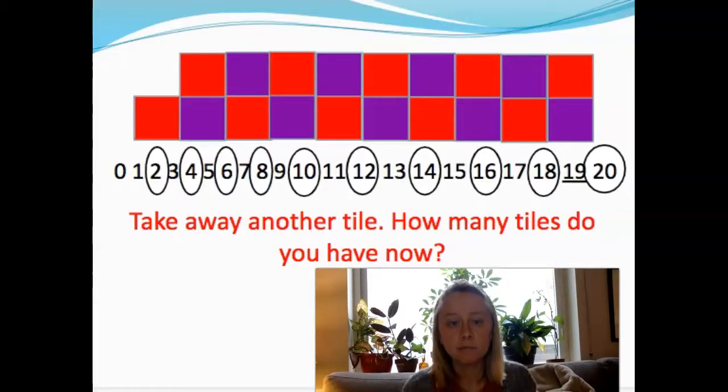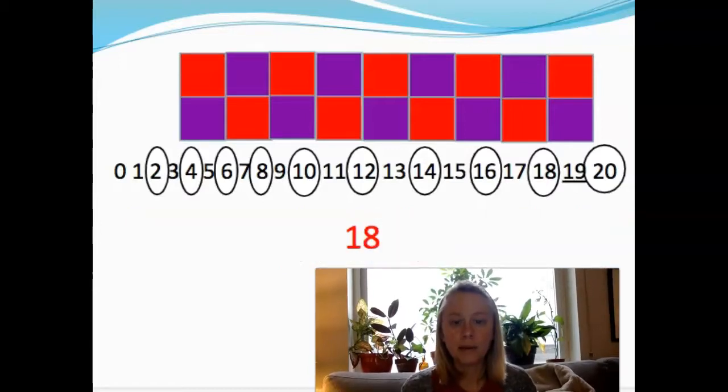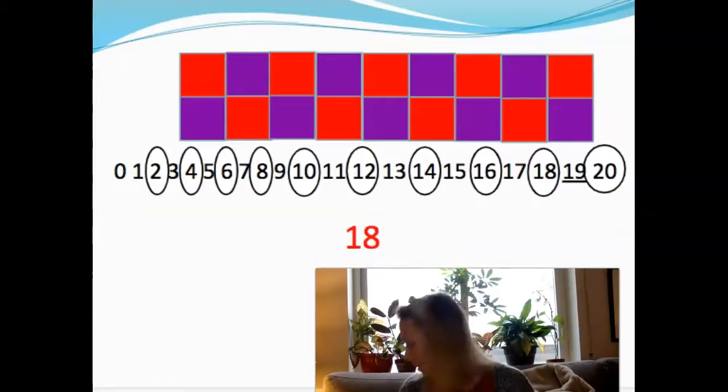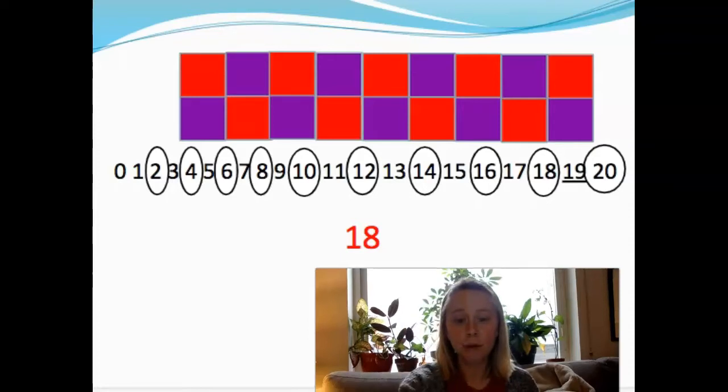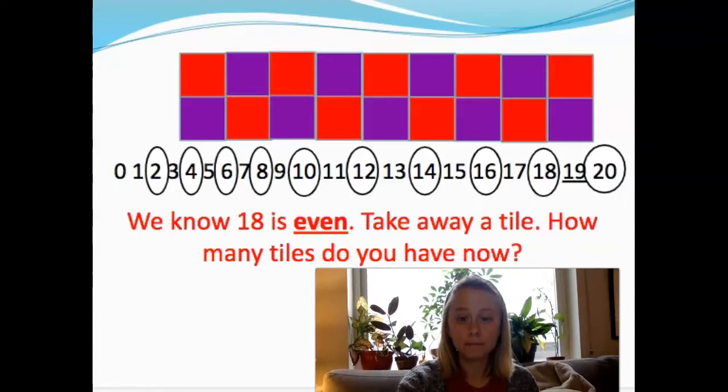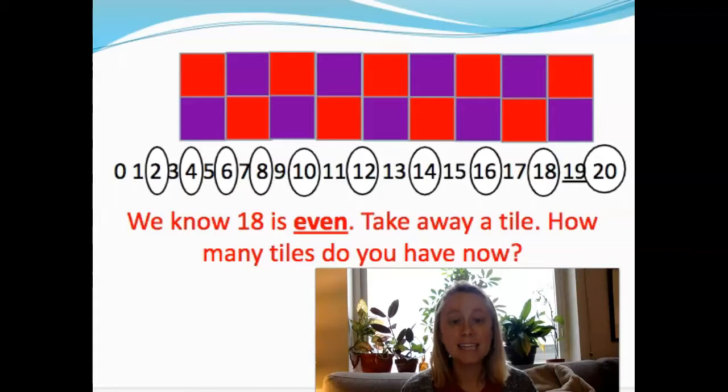We had 19. We take one away. Now we have 18. So look at the number 18. Is it even or odd? We know 18 is even, right? Because each number has a pair, and we've circled it, and it ends in an 8. So take away another tile. How many do we have now?